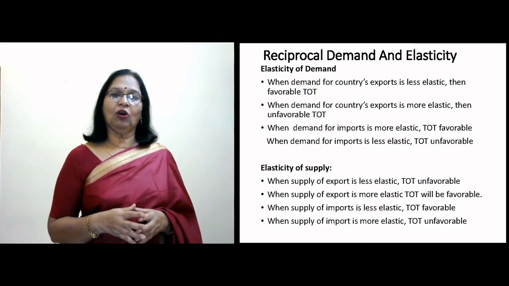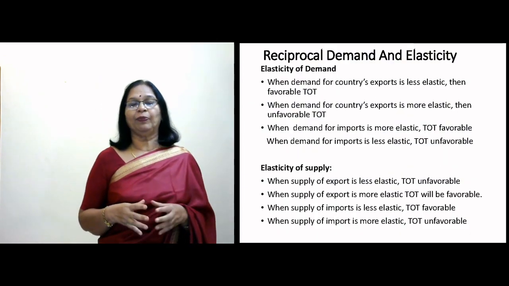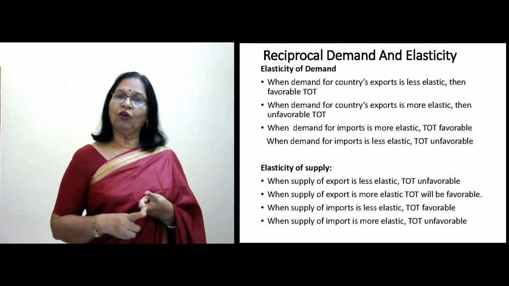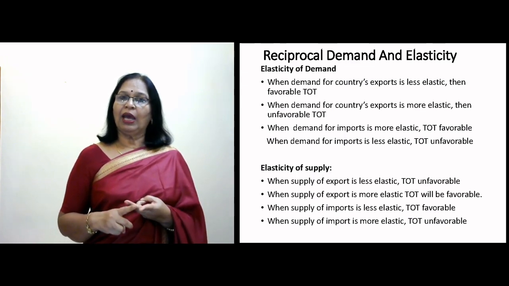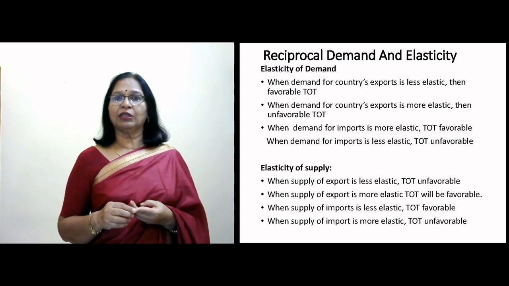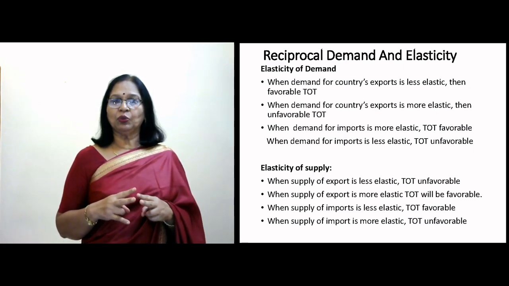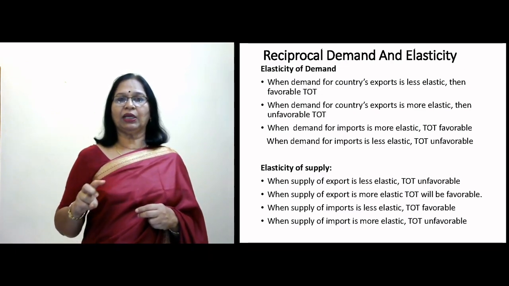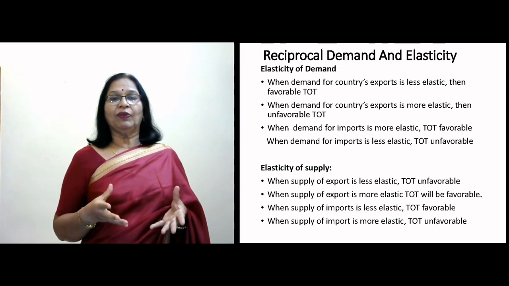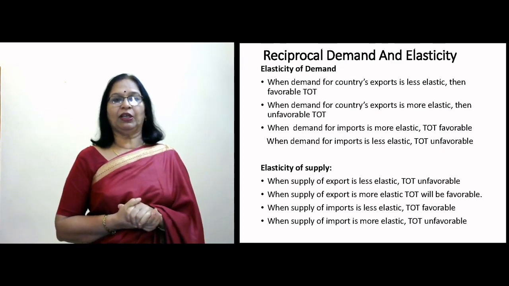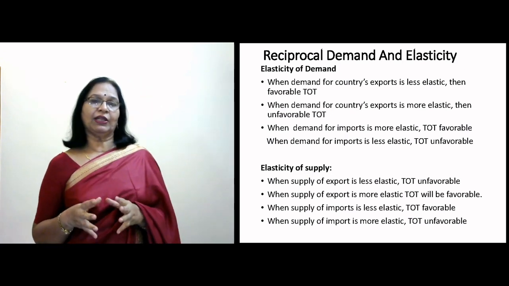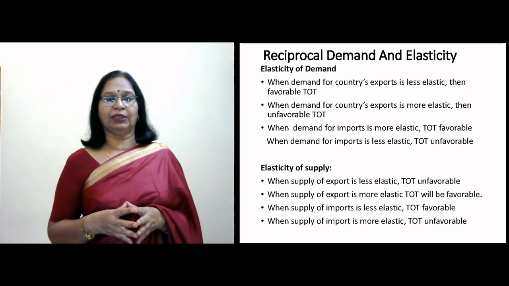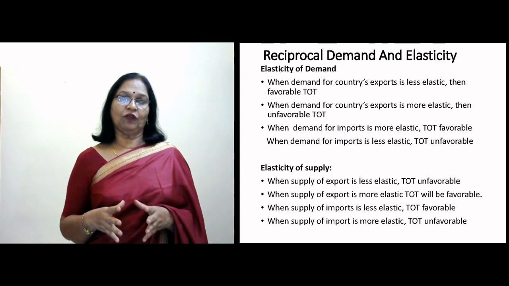Let's look at the idea of reciprocal demand with that of elasticity. Now, there are two demand curves and two supply curves: the demand for the country's export and the demand for the country's import. So we are finding two demand curves, and then equally there are two supply curves, the country's supply of export and the other country's supply of import. So we have got two supply curves and two demand curves. Now let us see how these demand curves and supply curves and the respective elasticity will influence the country's trade with the other country. So let's look at the elasticity of demand first.